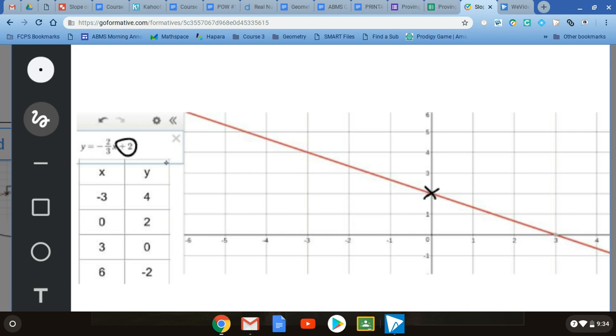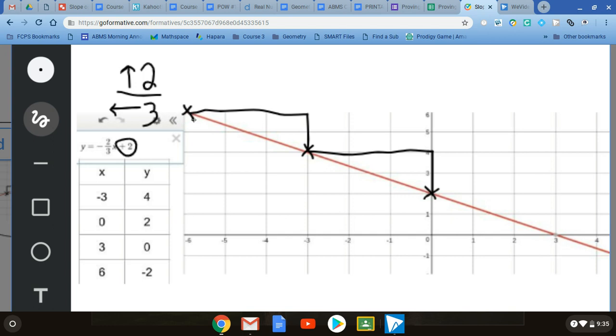This pattern over here tells us, well, how are we going to get to the next line? So the top number is always an up movement. So we're going to go up 2, always. And then because there's a negative, we're going to move left. So that's how we're going to apply the negative. So from the y-intercept, I go up 2, left 3. And that takes me to the next point. And again, I can repeat this pattern again to get to the next point. So up 2, left 3, and there's another point on the line.